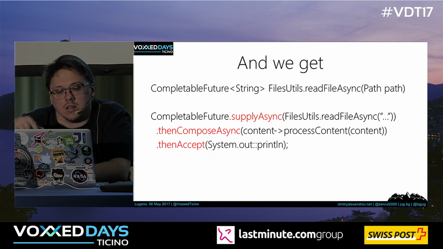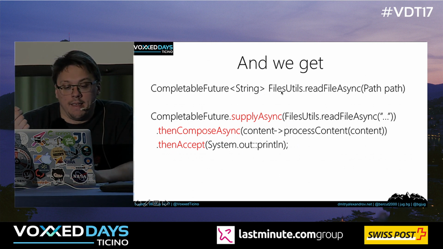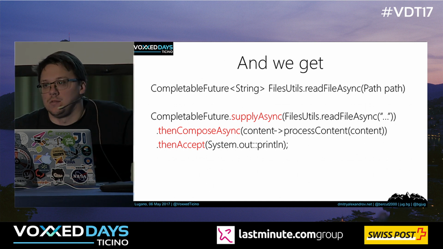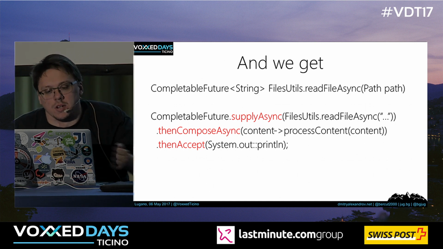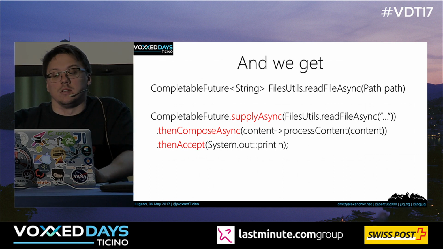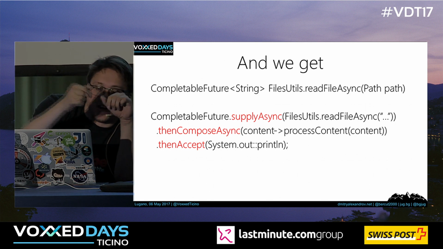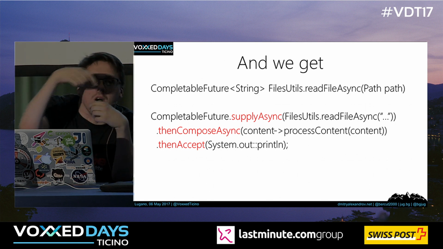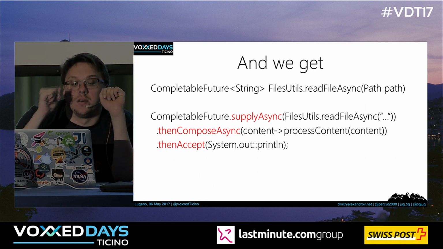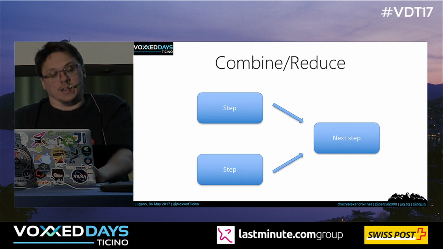If, for example, our calculation, like this asynchronous reading of a file, returns us a future, we can, with thenComposeAsync, just give it this future, and it will unwrap it for us, get the result, transform it in some way, process the content as it's written here, return us another future, and then we'll accept it and print it. So by composing, we can make a good flat map of different completable futures, and it will all go like a flow. We don't have to dive inside or get out of there. It just goes as one flow. It looks beautiful. Or we can even combine and reduce.